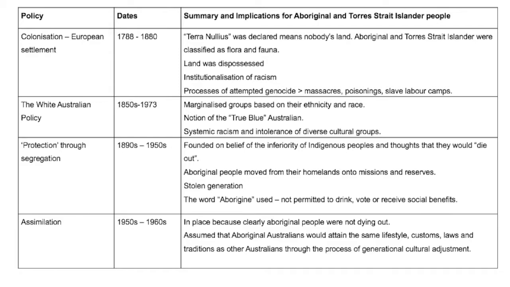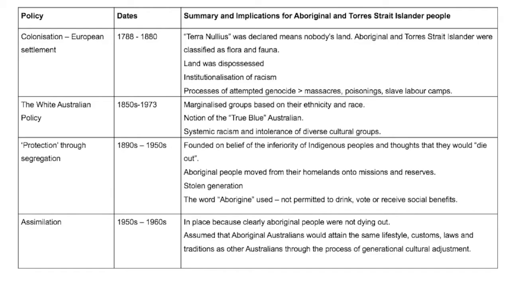Europeans brought with them all kinds of diseases that Aboriginal people had not been exposed to, and many died. In some areas, it is estimated that 60% of Aboriginal Australians died due to disease during those first initial years of colonisation. Then came the White Australia policy. This systematic racist policy wasn't only directed at Aboriginal Australians, but all marginalised groups. There was a notion of this true blue Australian, which sadly still continues in our culture today.